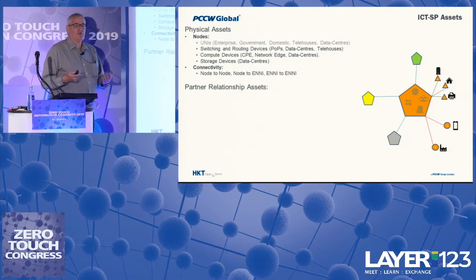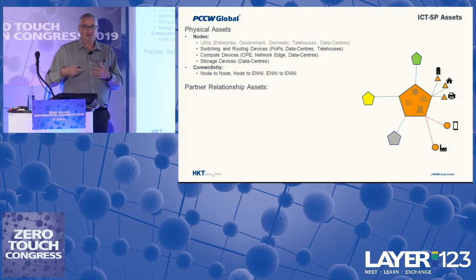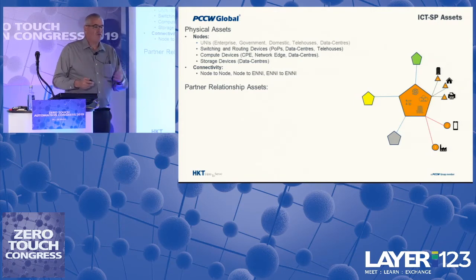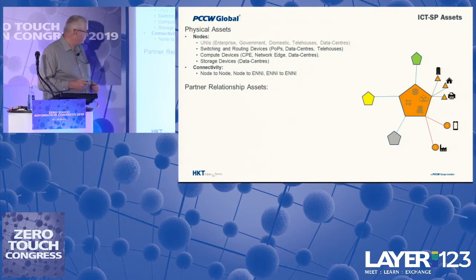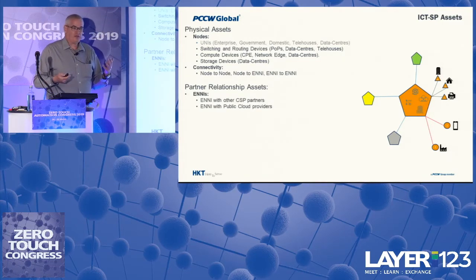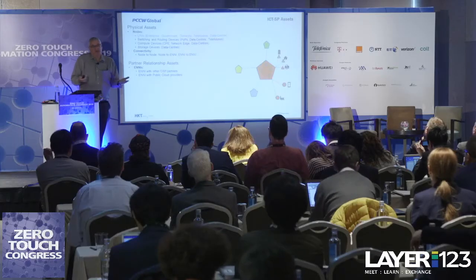Then we have the partner relationship assets, because we're not alone in the world. Every ICT SP is in some sort of relation with a few other ICT SPs. And the first relationship asset is the ENNI. People may think of ENNI as a physical asset, but forget about the physics. I would not build an ENNI if there was no need for it, because it's an expense for me, right?